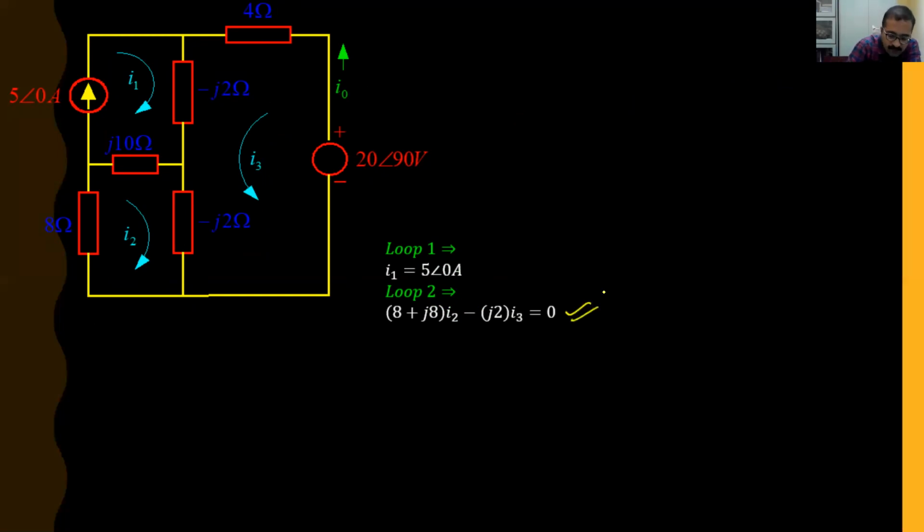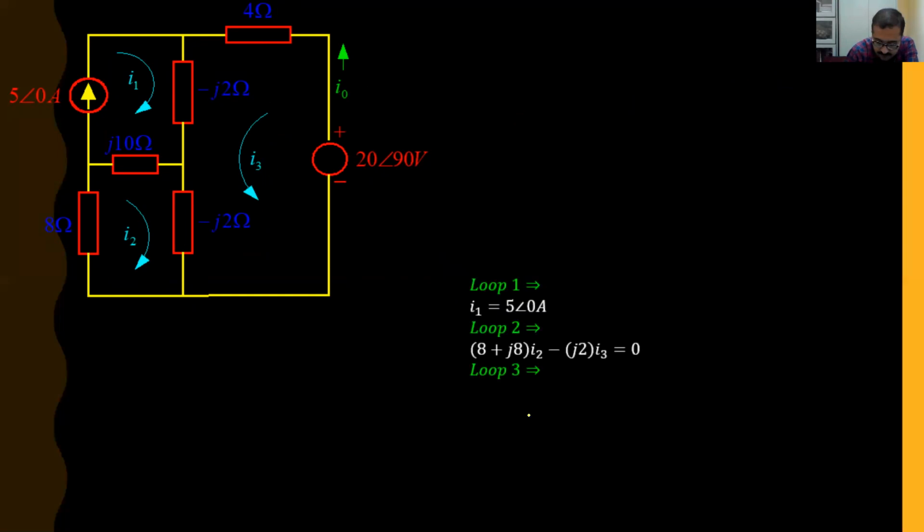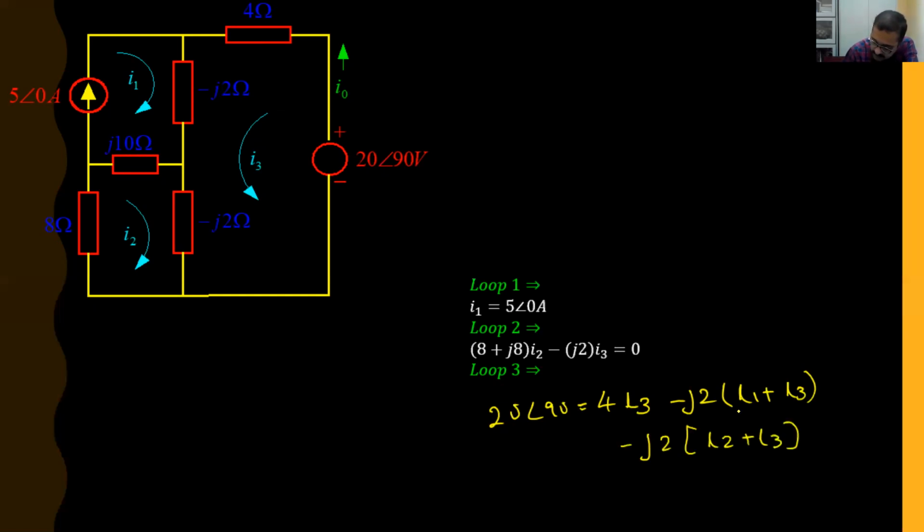Now coming down to loop 3, what will you get? For this assumed current direction in anticlockwise direction, minus or plus potential rise. So 20 angle 90 equals 4 into I3, then, oh, did I make a mistake? Both I1 and I3 are in the same direction here. So what will you get? Minus J2 into I1 plus I3, then minus J2 into I2 plus I3. I1 value you can just substitute, so we'll get it in terms of I2 and I3 like this.